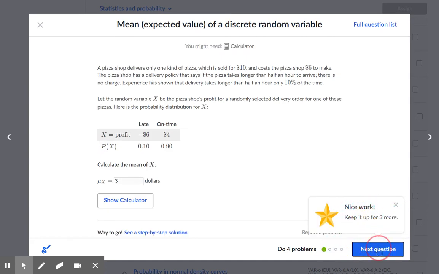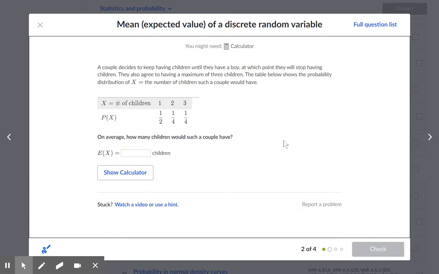Okay, next question. A couple decides to keep having children until they have a boy, at which point they will stop having children. They also agree to have a maximum of 3 children. The table below shows the probability distribution of X, the number of children such a couple would have. So 1 child, 2 children, 3 children, and they decide to have children until they have a boy.